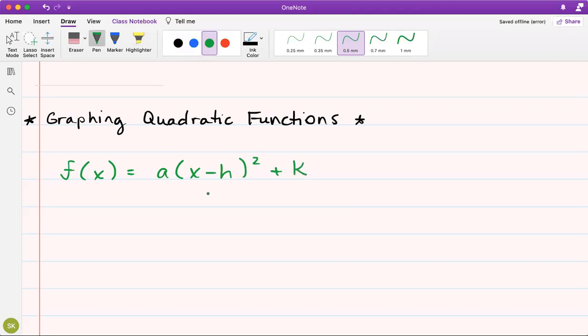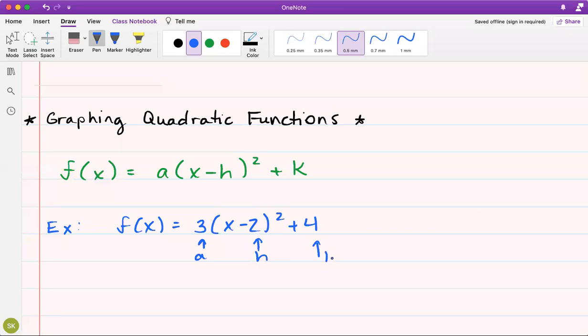that looks like this, where I have a number outside of parentheses where I have x minus a number squared plus a number. For example, f of x is equal to 3(x minus 2) squared plus 4. So this is one particular way of viewing a quadratic function. Here my a is 3, my h is 2, and my k is 4.